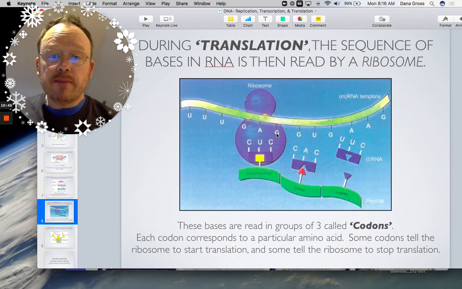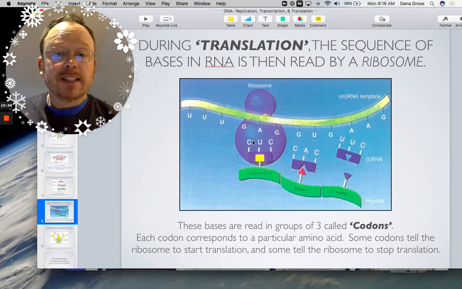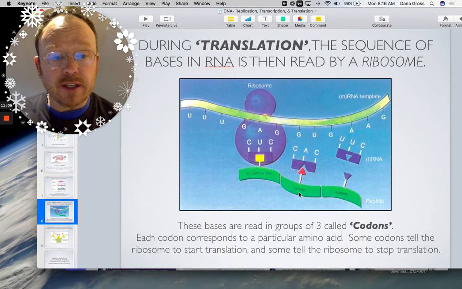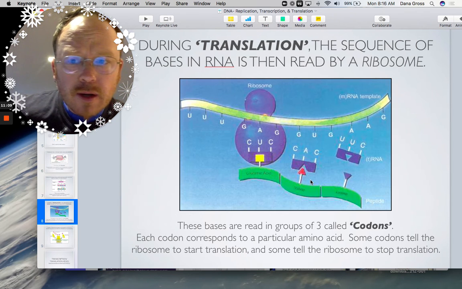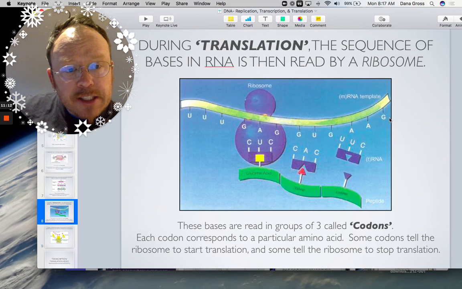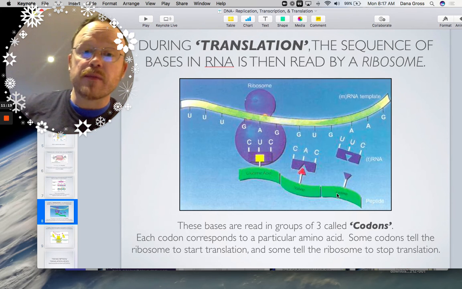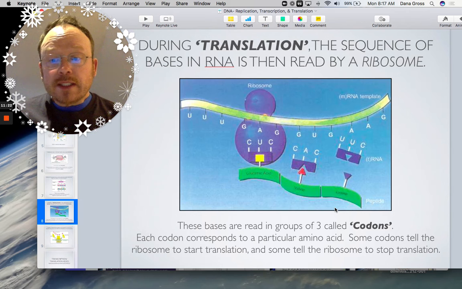Each three-base codon tells the ribosome to get a particular amino acid. GAG tells the ribosome to get glutamic acid. GUG, we can see, is going to tell the ribosome to add valine, or maybe it already did. Not sure which way this is going. Anyways, you can see then AAG tells the ribosome to get lysine and put that into the chain of amino acids. And that's called translation.